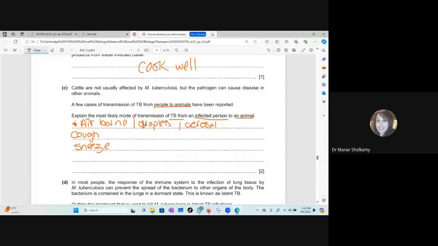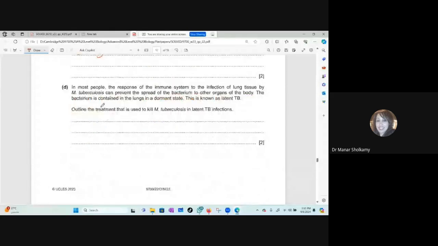Okay. Outline the treatment that is used to kill the Mycobacterium tuberculosis and latent TB infections. Again, this is easy. How do we kill this type of infection? One easy question, finally. Antibiotic, okay? But this is 2 marks. They use 4 antibiotics, and for the second mark, isolation. Okay, yes, there are 2 marks.